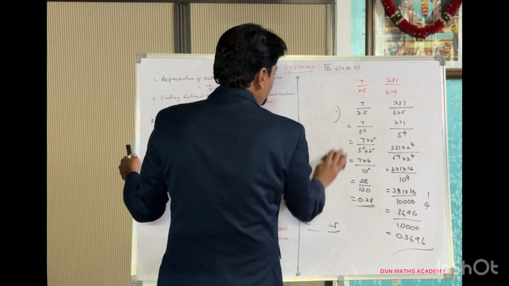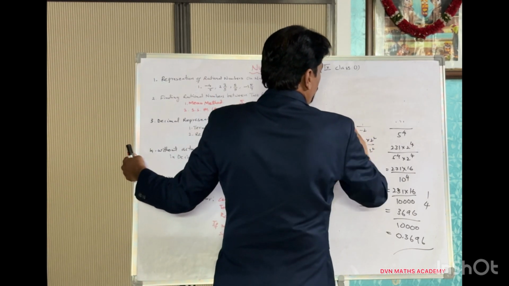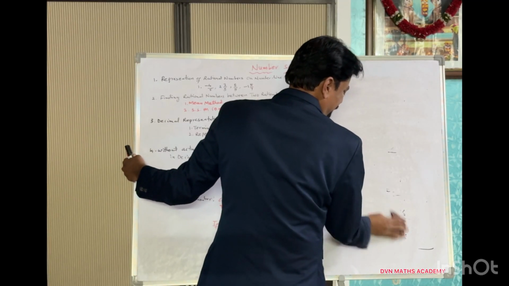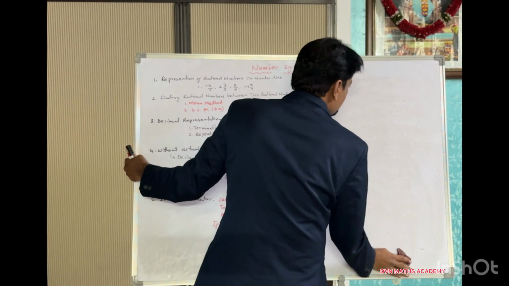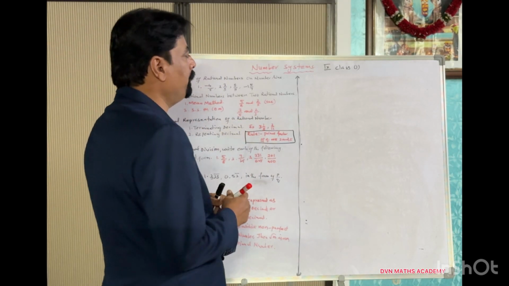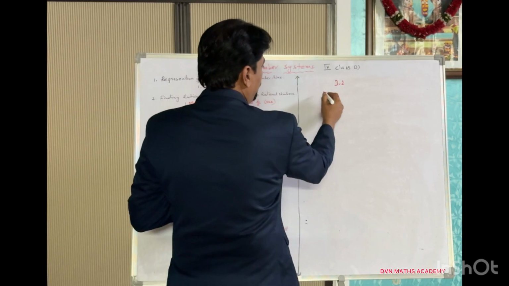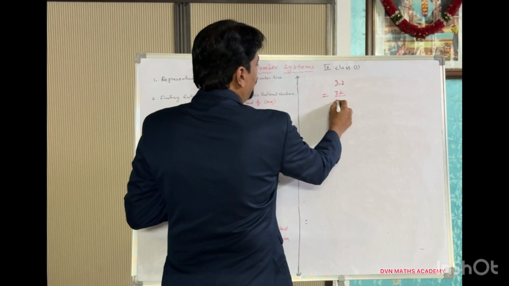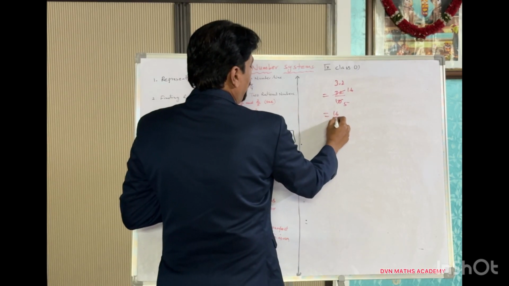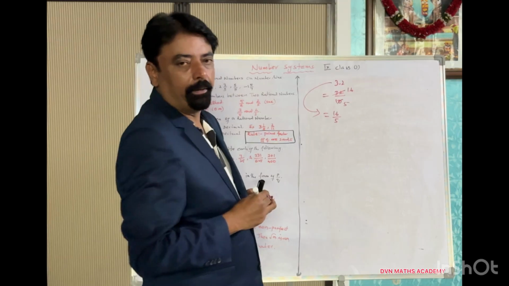another important concept is how to write the rational form of a decimal. How to write the rational form of a given decimal. For example, here 3.2 is there. 3.2 means you can write this as 32 by 10. If you simplify, this will become 16 by 5. So 16 by 5 is the rational form of the given 3.2.